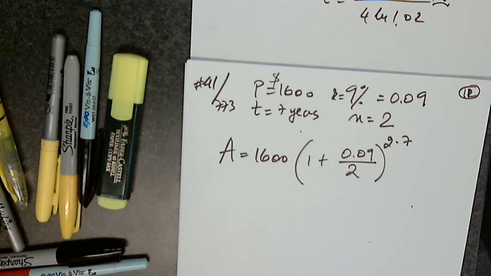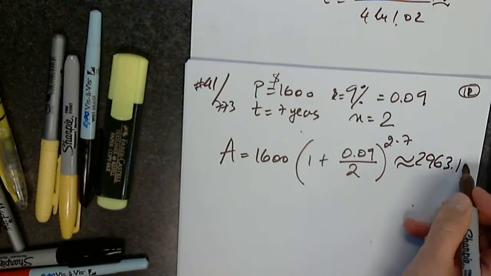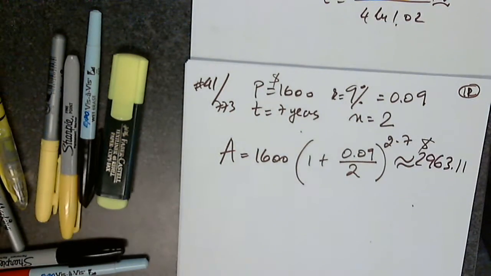So it will grow, the 1600 will grow to 2963.11, approximately $2963.11, if the interest is compounded twice a year and the interest rate is 0.09 or 9%.